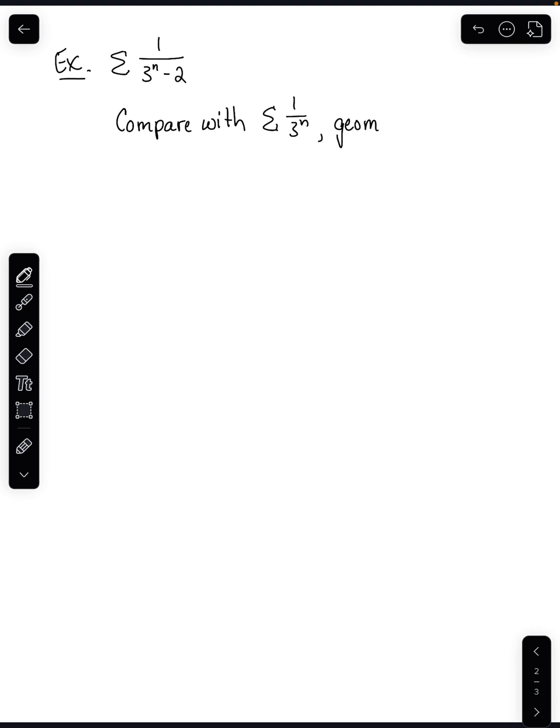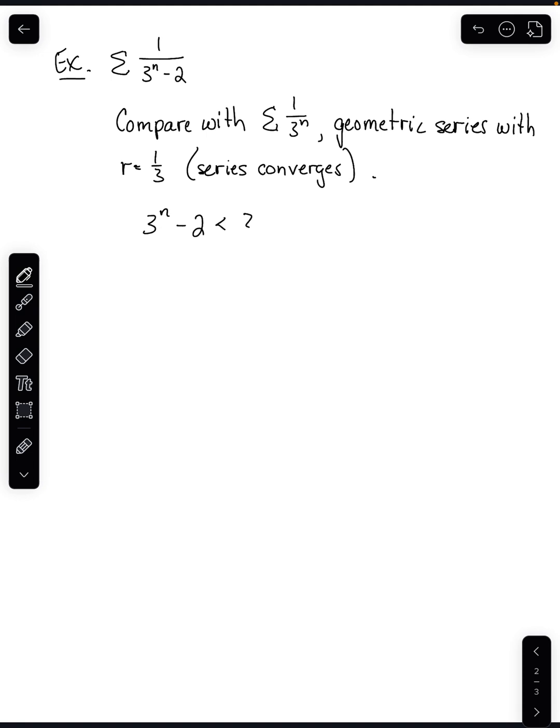So as we already said, this is a geometric series with r equal to 1/3, so that the series converges. However, 3 to the n minus 2 is smaller than 3 to the n, and thus 1 over 3 to the n minus 2 is bigger than 1 over 3 to the n. So what we have here is a convergent series that is smaller.